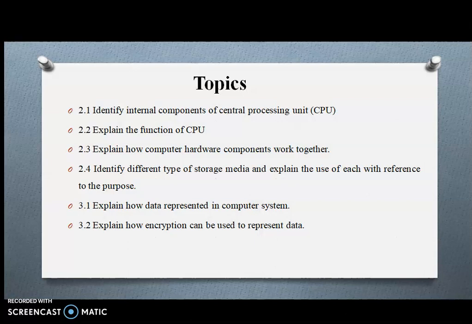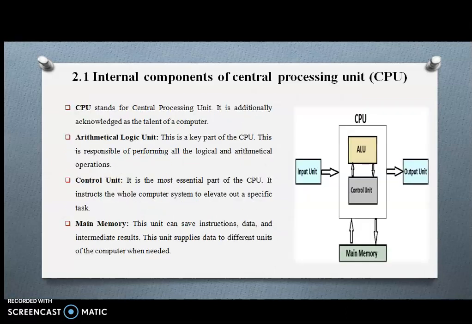These are my topics. 2.1 Internal components of the Central Processing Unit, CPU. CPU stands for Central Processing Unit. It is additionally acknowledged as the brain of a computer. Arithmetic Logic Unit: this is a key part of the CPU. It is responsible for performing all the logical and arithmetical operations.